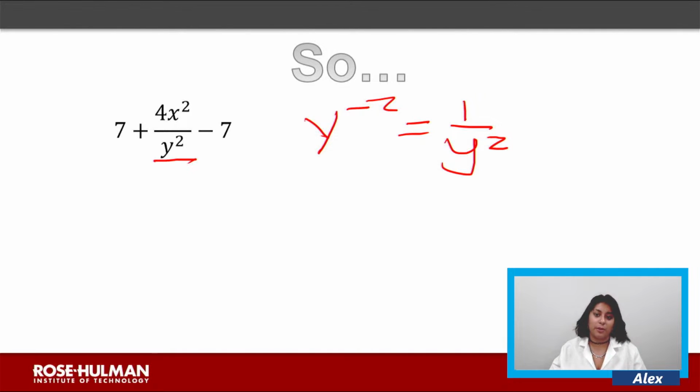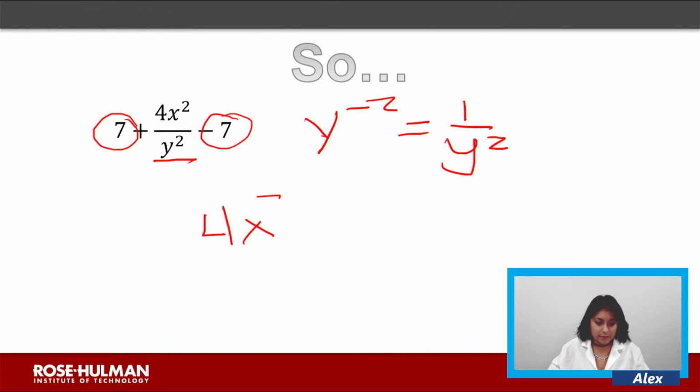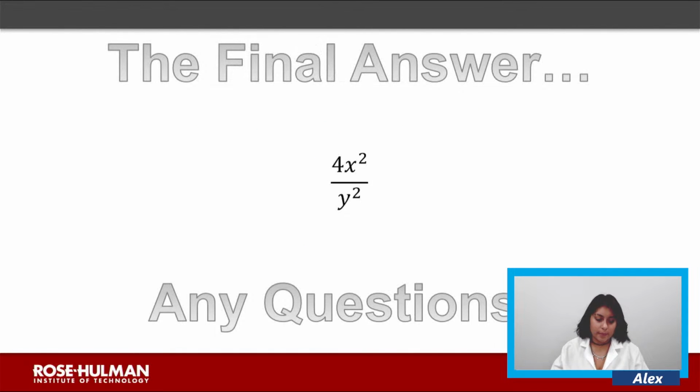And our last step in Pemdas is the A and the S, your addition and your subtraction. So let's go ahead and add all the like terms we have. The only ones we have are 7 and negative 7. So then what we end up getting is x squared times 4 over y squared. And that's how you solve that using Pemdas.